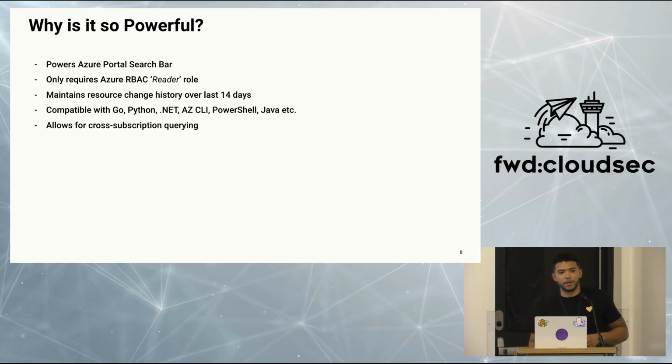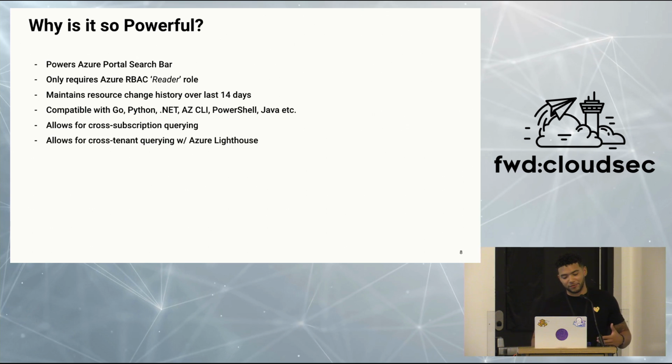And one of the strongest points about Azure Resource Graph is that it allows for cross-subscription querying. So with PowerShell and Azure CLI, you have to set the subscription at which you're querying, and you have to do your queries recursively, which is not only tedious and time-consuming, but is extremely noisy from a detection perspective.